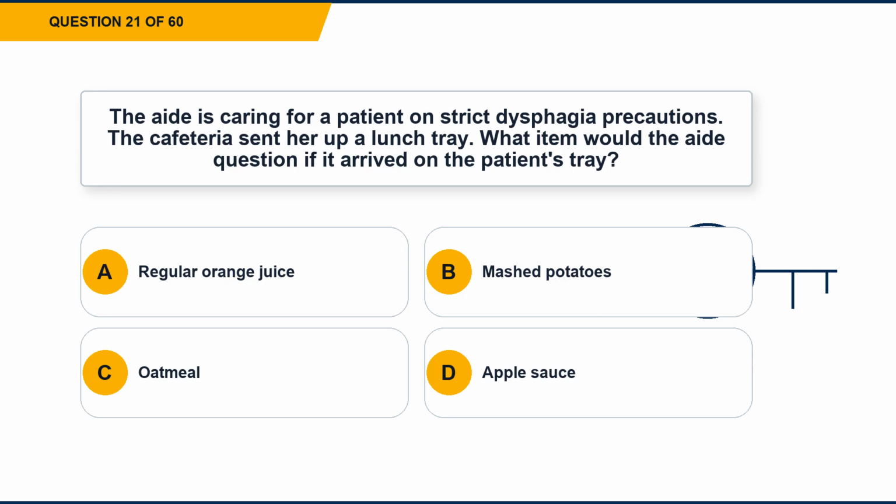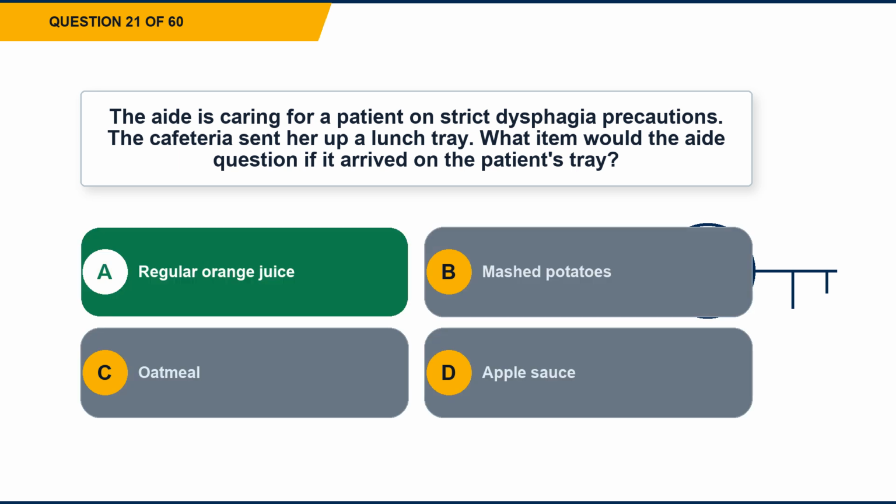Question 21. The aide is caring for a patient on strict dysphagia precautions. The cafeteria sent her up a lunch tray. What item would the aide question if it arrived on the patient's tray? Option A, regular orange juice. Option B, mashed potatoes. Option C, oatmeal. Option D, applesauce. The correct answer is option A, regular orange juice.